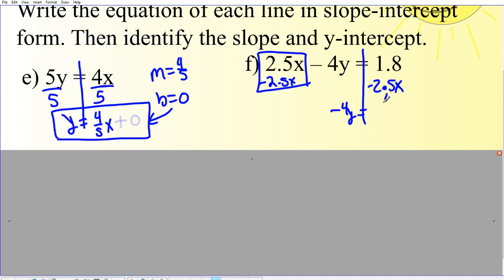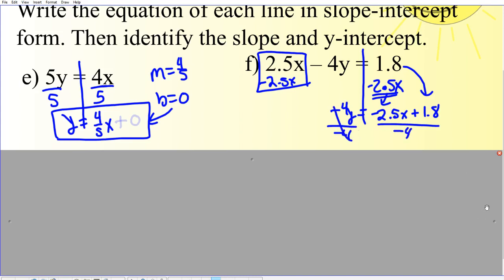Making sure I bring my x piece down first because that piece is going to be my slope. The one attached to the x is the slope. The one without the x is my y-intercept, or will be. So negative 2.5x plus 1.8. Now, this y variable is not by itself yet. That's a problem. So we're going to divide both sides by negative 4.